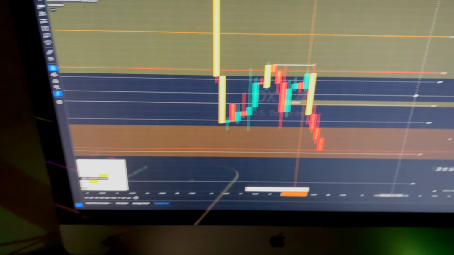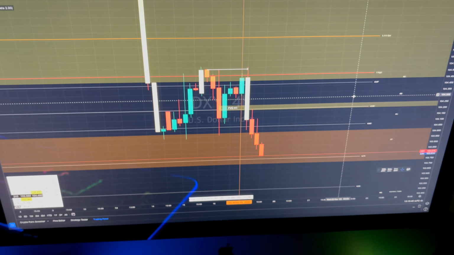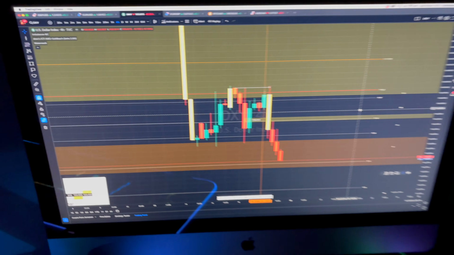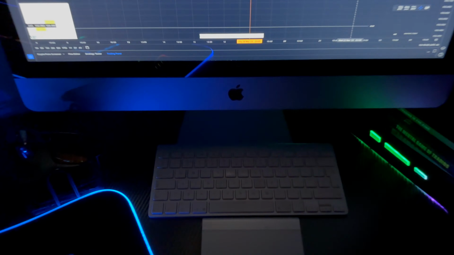And also while I'm waiting for trades, I may use this screen for YouTube and doing some research. So this iMac is controlled by the standard keyboard and trackpad.